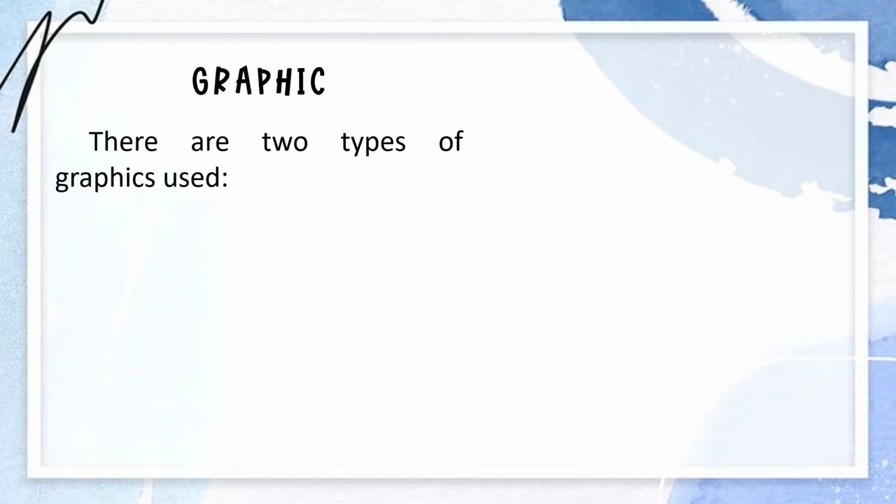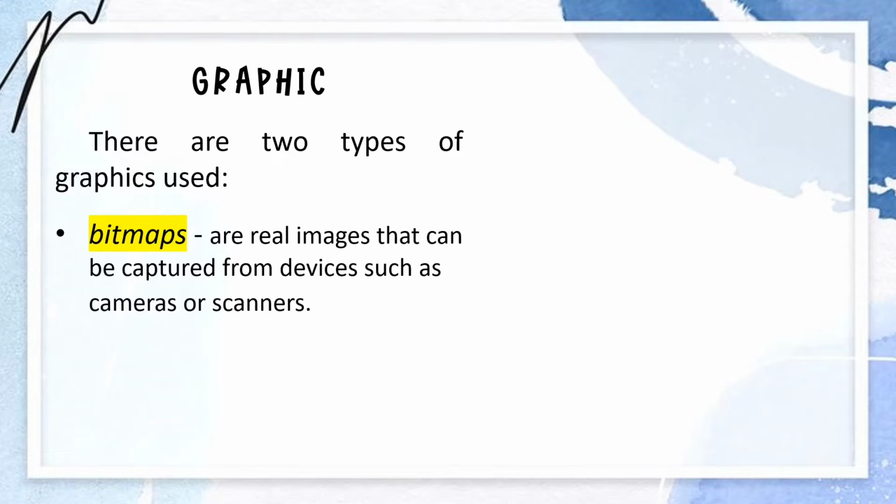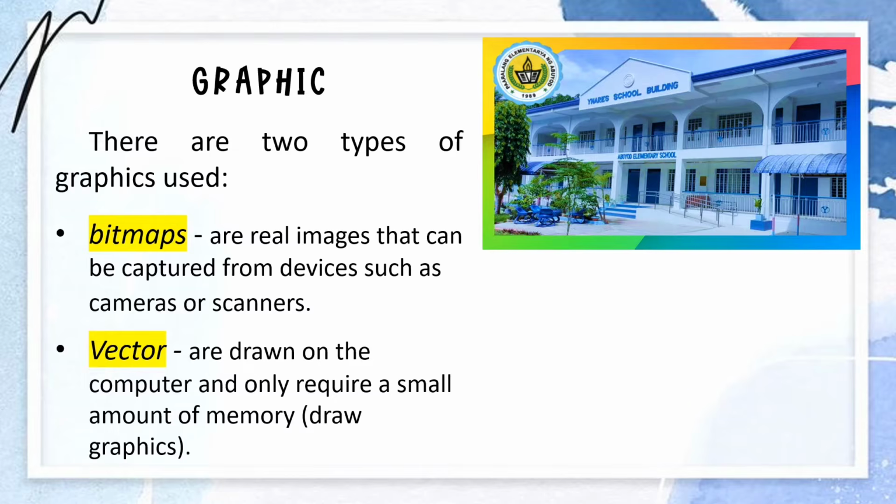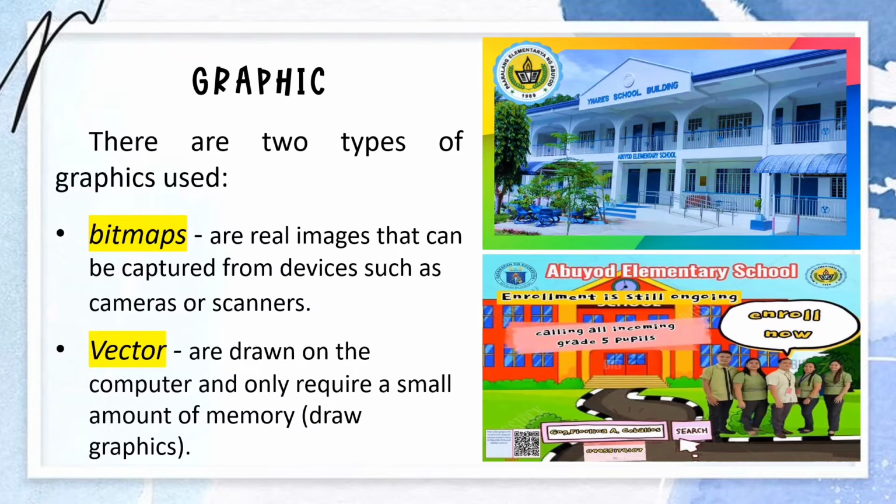There are 2 types of graphics used. The first one is the bitmaps. These are real images that can be captured from devices such as cameras or scanners. The second one is the vector. Vectors are drawn on the computer and only require a small amount of memory. These are also called draw graphics.